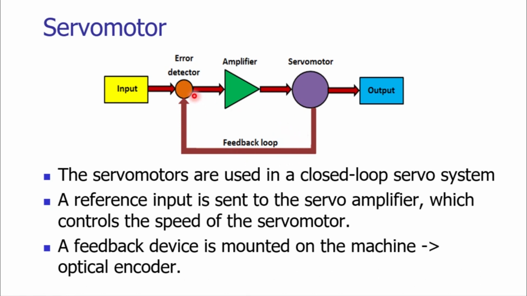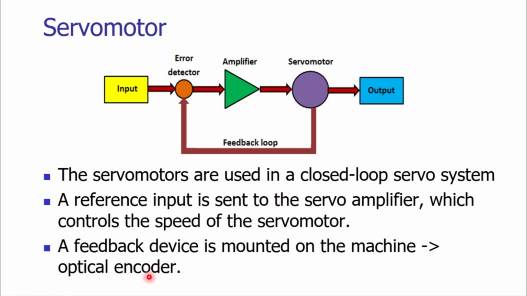The desired value is the number of revolutions per minute, and the obtained value from the servo motor is the actual or real value which we are getting at the rotor shaft. So what kind of position sensing devices are used? These are the optical encoders.